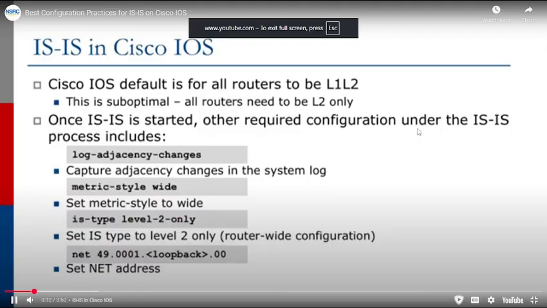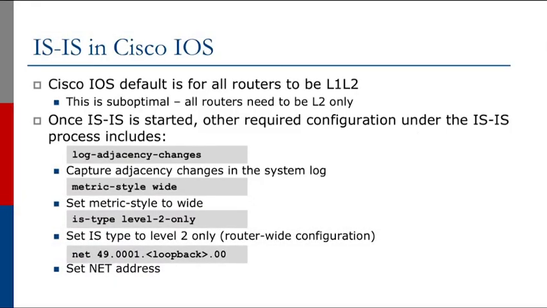Looking at some of the best configuration practice for Cisco IOS. Cisco's default is for all routers to be L1, L2. And this is suboptimal because all we need is for routers to be L2 only. Once ISIS is started, other configuration is also required for Cisco IOS. Log adjacency changes captures adjacency changes in the system log and of course can be exported to a log collector for further monitoring. There are two types of metrics supported in IOS. We need metrics to be wide, which gives us a 24-bit range. The default metric in ISIS, as in IOS, is only 6 bits, which is not much scope at all for networks today. We set IS type to be level 2 only. This is a router-wide configuration. And then finally, we set the NET address, as I described earlier.